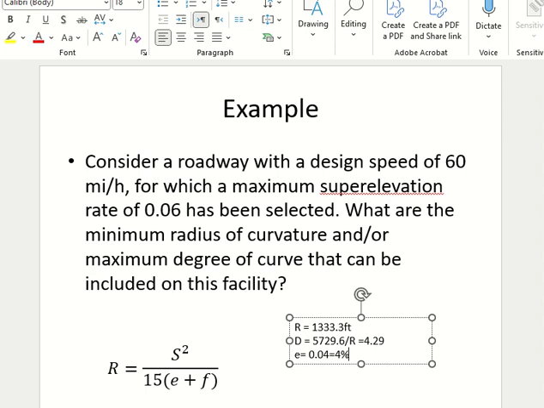Because when you increase the radius, the curve becomes bigger, so it becomes easier for the driver to go even at the same speed. So when you make the curve bigger, you don't need higher superelevation, because the centripetal force is less now.